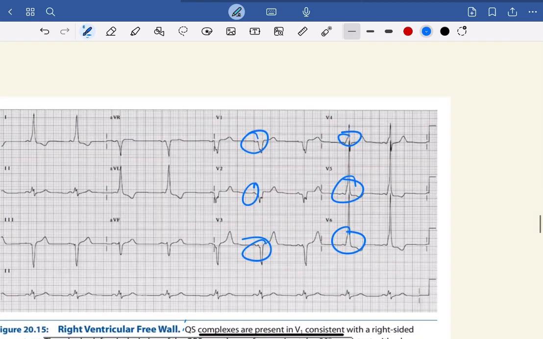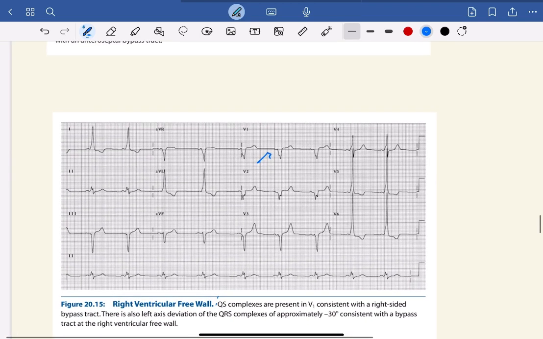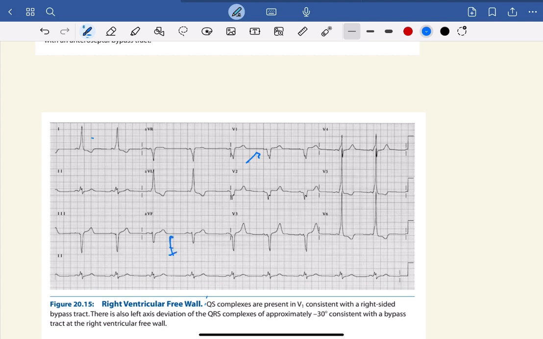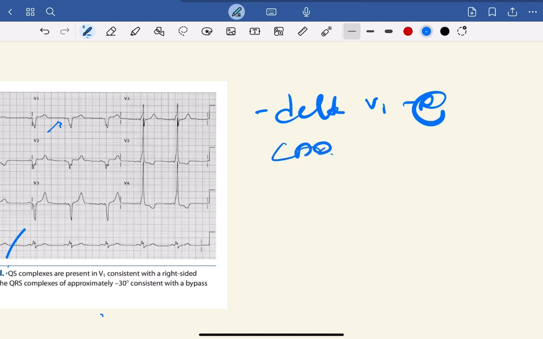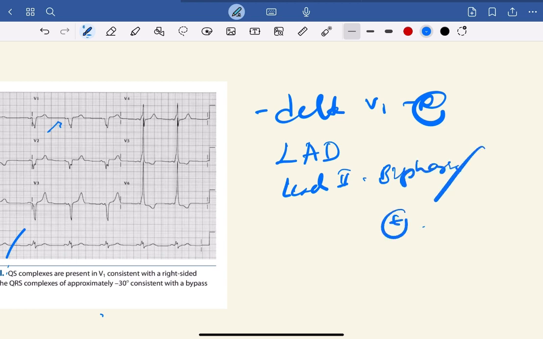So let's see this ECG, what is happening here. V1 is showing negative delta waves, and lead 1 and AVF showing left axis deviation, and lead 2 is predominantly up or there is biphasic. So it is not on the posterior septal, so it is on the free wall. So negative delta in V1 means right side, left axis deviation is there, but lead 2 is biphasic or predominantly positive, so these two things are suggestive of free wall. So right ventricular free wall.